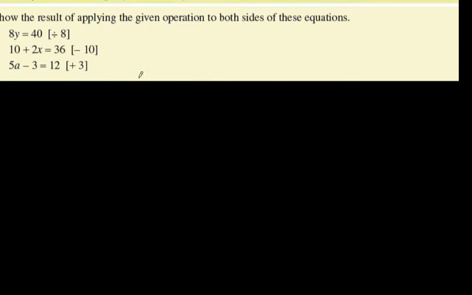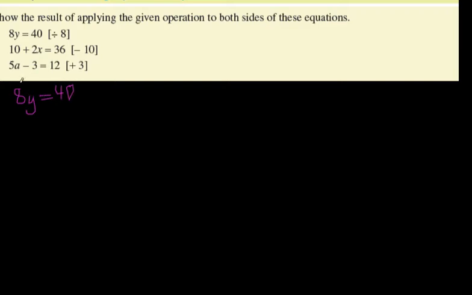Alright, so I hope you can see these on your screen. So we have some questions here. Show the results of applying the given operation to both sides of these equations. So that means that, let's look at the first one. We've got 8 times y equals 40. What we want to do is get the y by itself on the left and all the numbers by themselves on the right, so that we know what y equals, because we've got y by itself over here, and we can read that as y equals blah blah blah, whatever's on the right.